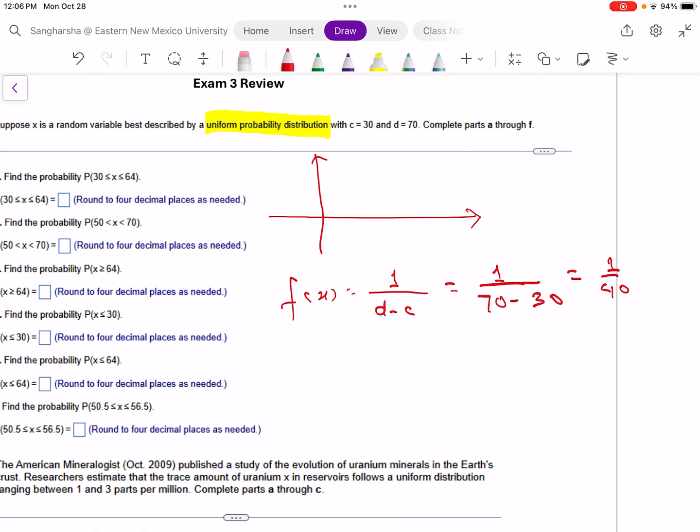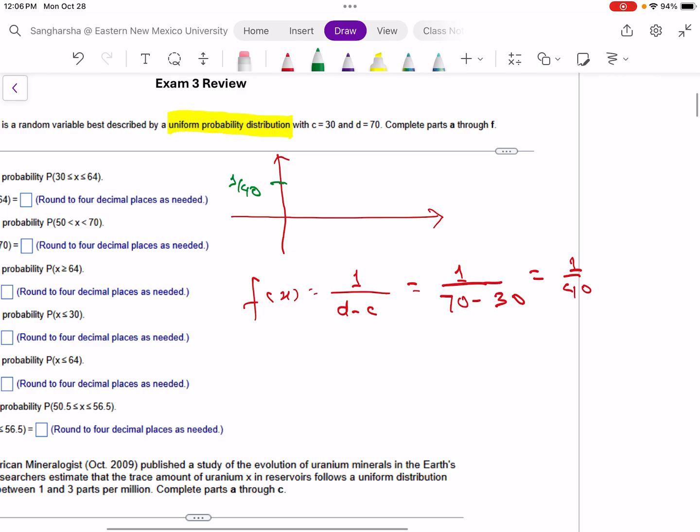So let's say this point is 1 over 40. And how do we draw a graph for a function f of x equals to 1 over 40? How do we draw that graph? F of x equals to 1 over 40. Can you write, or do you need extra? Is this okay for you all?